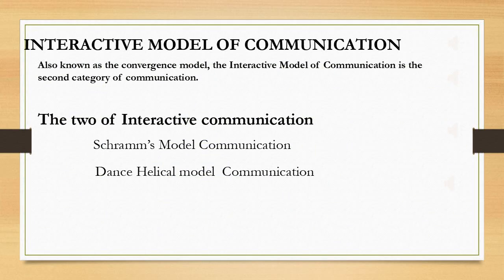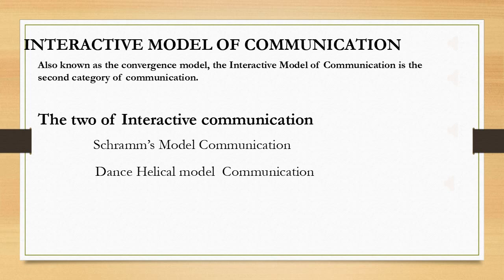Interactive model of communication, also known as the convergence model. The interactive model of communication is the second category of communication. It involves a dynamic exchange between a sender and a receiver. In this model, communication is seen as a two-way process where both parties play an active role. It includes elements such as encoding, message, channel, decoding, feedback, and noise.